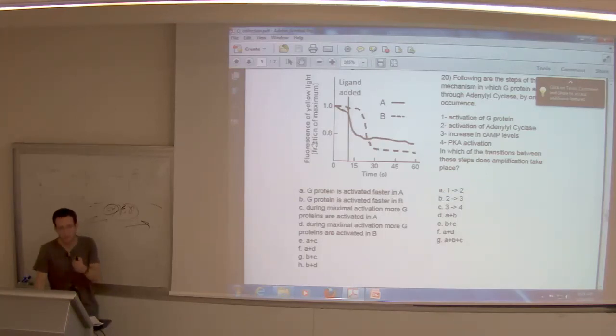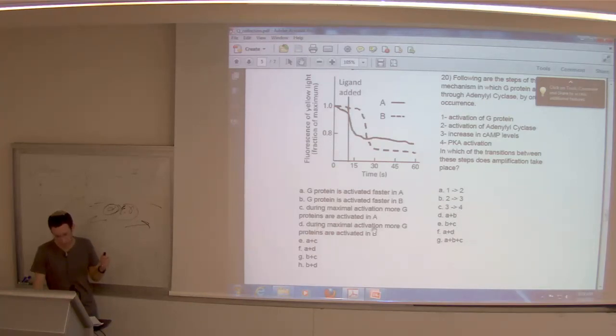I thought if the drop is earlier, it would be activated faster. Right. So A is activated faster, right? A drops faster, and so A is correct. G protein is activated faster in A. And so B is incorrect. And let's jump to the correct answer.